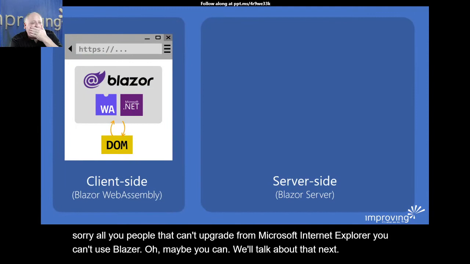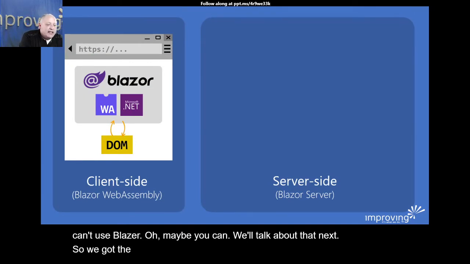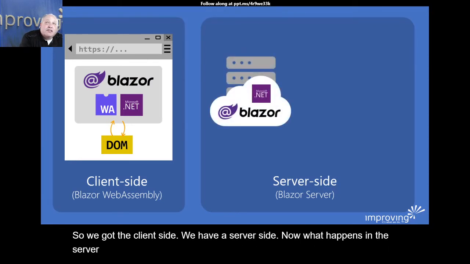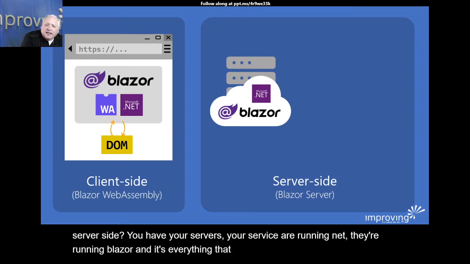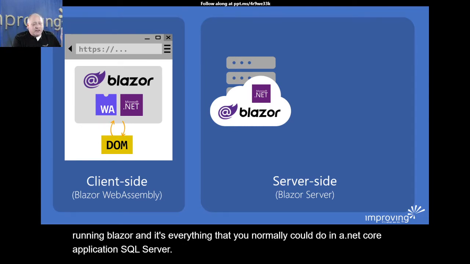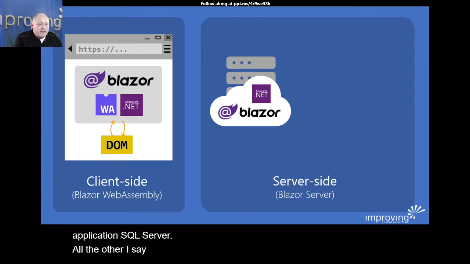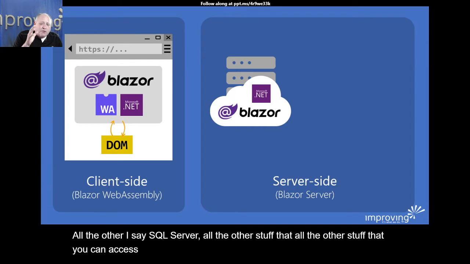So we got the client side, we have the server side. Now what happens in the server side? You have your servers. Your servers are running .NET. They're running Blazor, and it's everything that you normally could do in a .NET Core application. SQL Server, all the other stuff that you can access, you get the full power of .NET running inside the server.